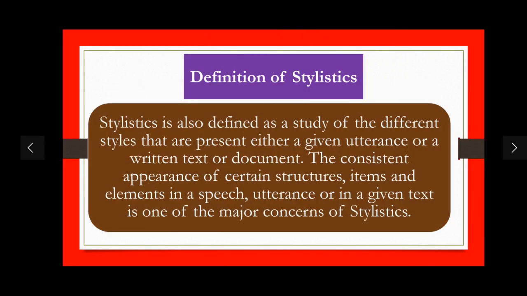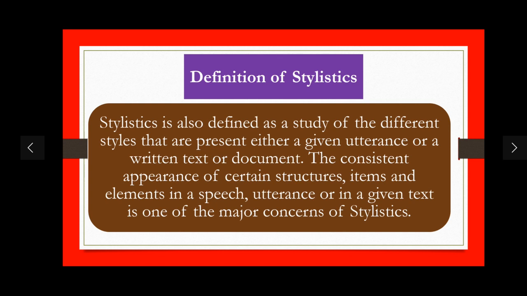Definition of stylistics. Stylistics is also defined as a study of different styles that are present in a given utterance or a written text or documents. So in stylistics, you are studying the style. The style of what? The style of an utterance, how an utterance is uttered, or the style of a written text, how a written text is produced, or the style of a document, how a document is framed.